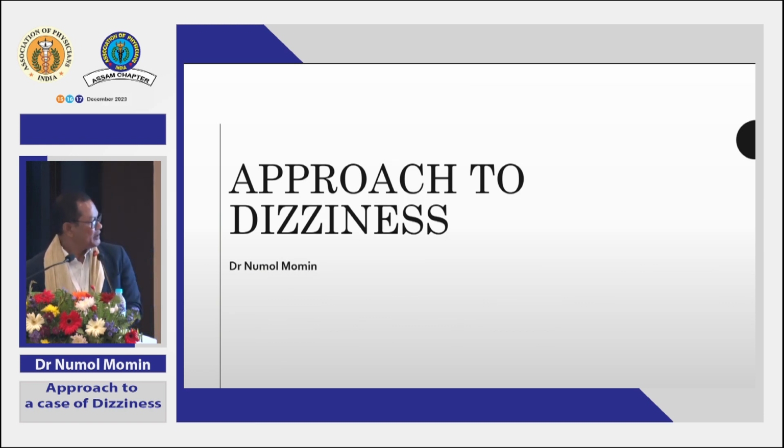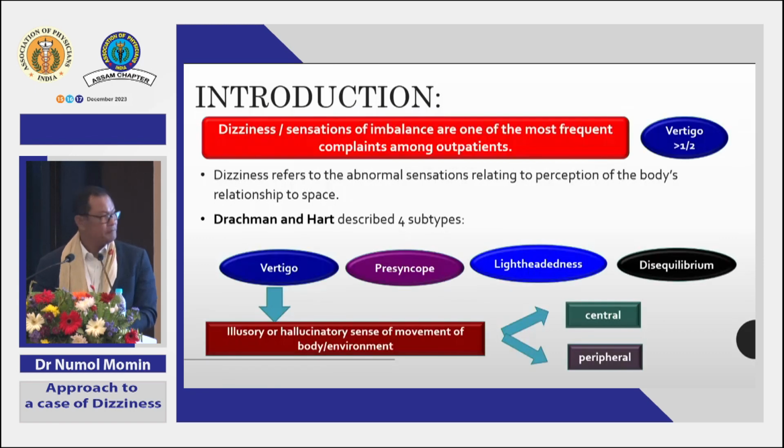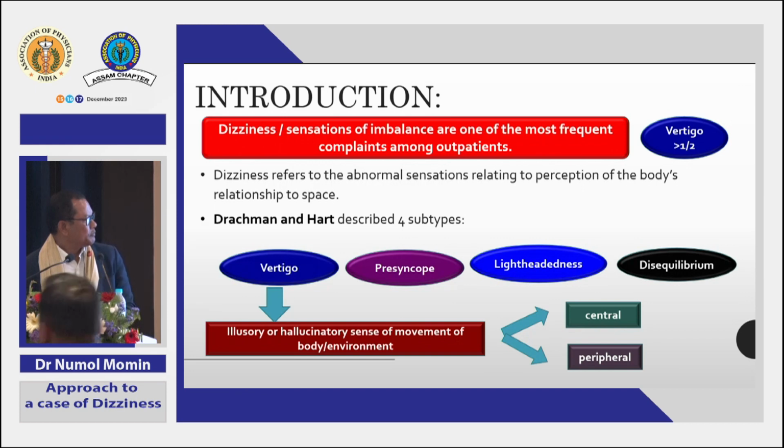This is the approach to a patient with dizziness. In our outdoor clinic, we frequently encounter patients with dizziness. Dizziness refers to abnormal sensations related to the perception of the body's relationship to space. There are four types: vertigo, presyncope, lightheadedness, and disequilibrium. There are peripheral and central causes.